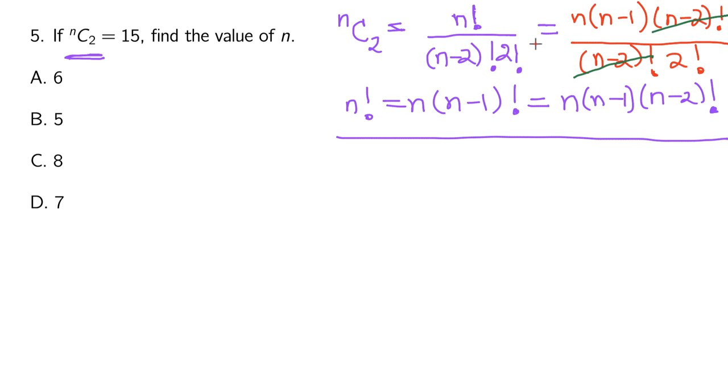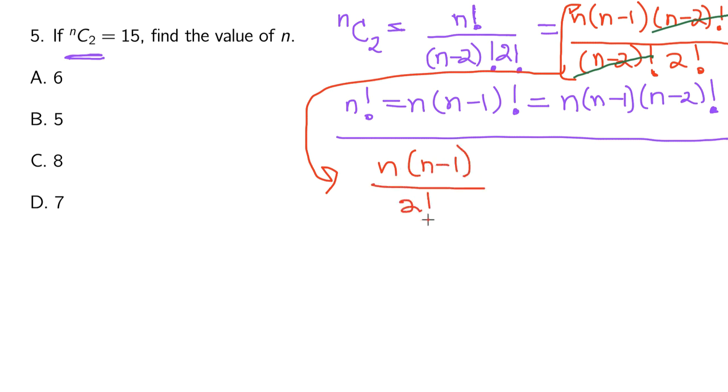So let's bring that down. If we bring this whole expression down, what do we get? We get n times n minus 1 over 2 factorial. Now that is equal to this n combination 2, or n choose 2, and we've been told that that's equal to 15, so we write that here. It's equal to 15. Now 2 factorial is equal to 2, so what this simplifies to is that n times n minus 1 equals 15 times 2, which is 30.